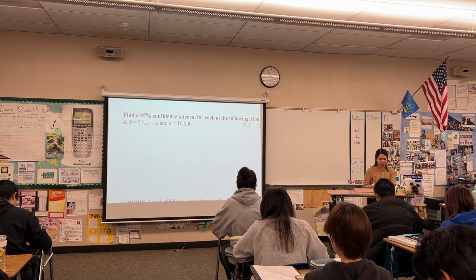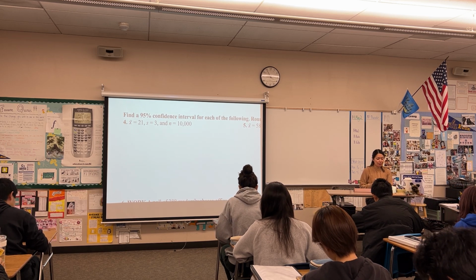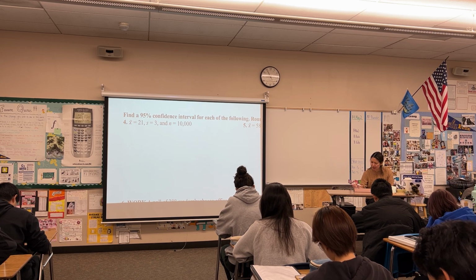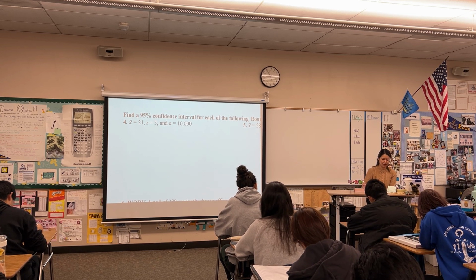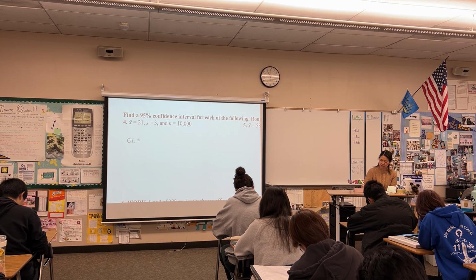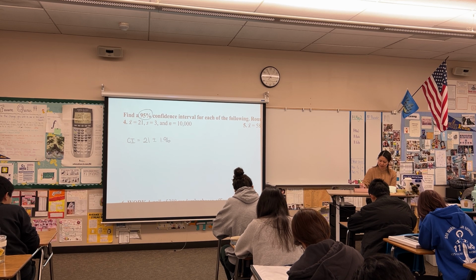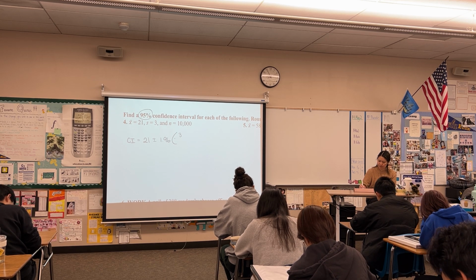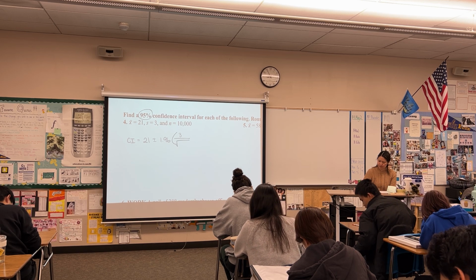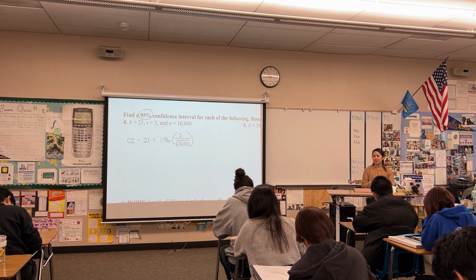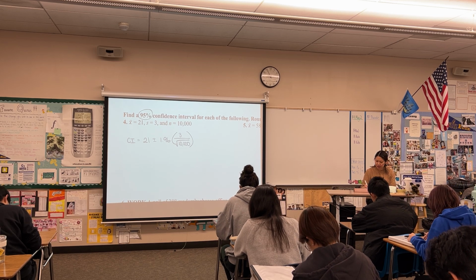to number 4. Same thing. This time, Connor, can you set this one up for us? 21 plus or minus 1.96 times 3 divided by the square root. Perfect. Go ahead and type that into your calculator.